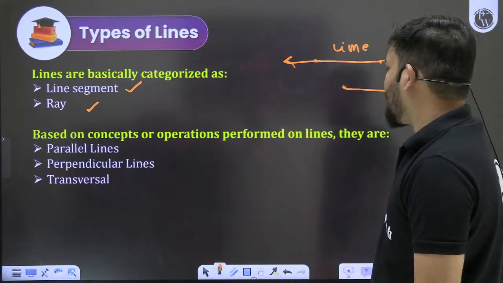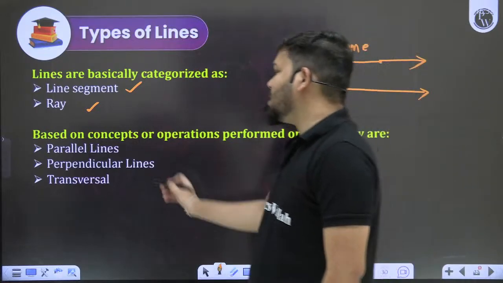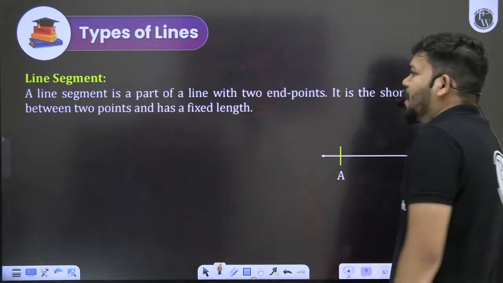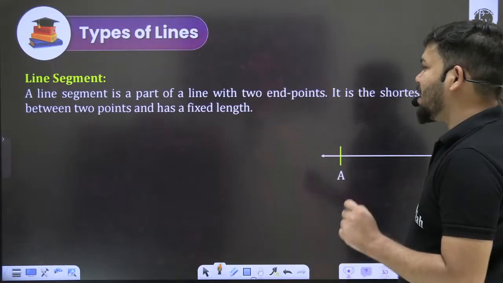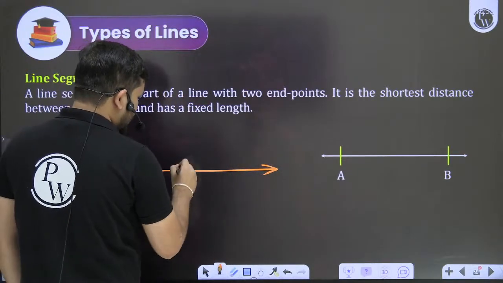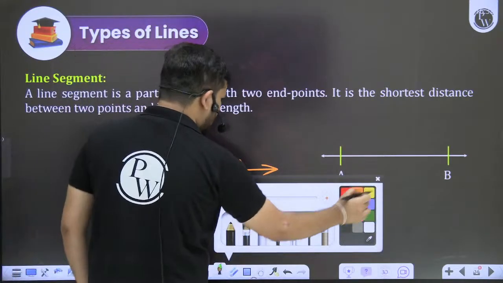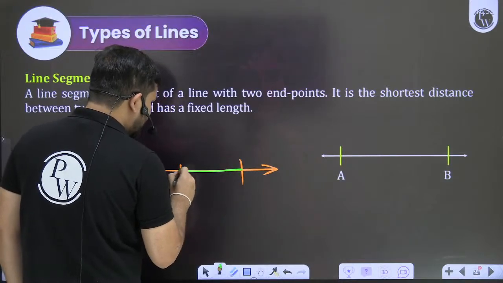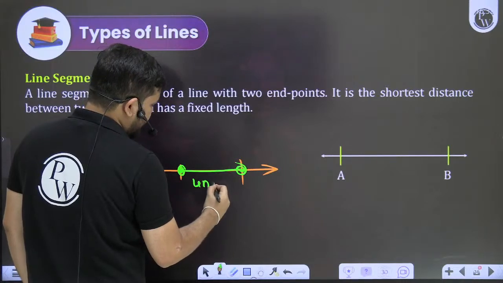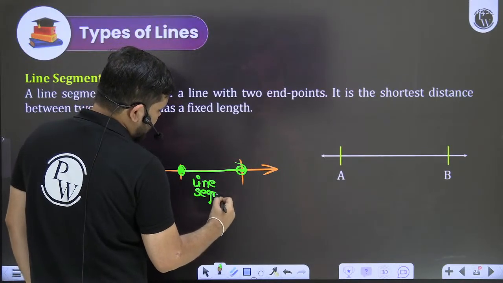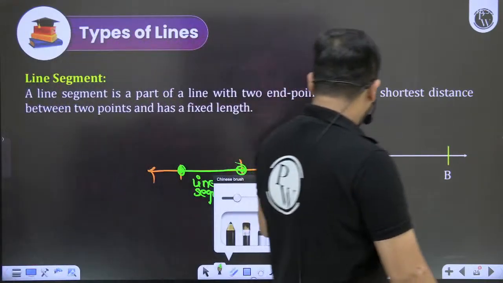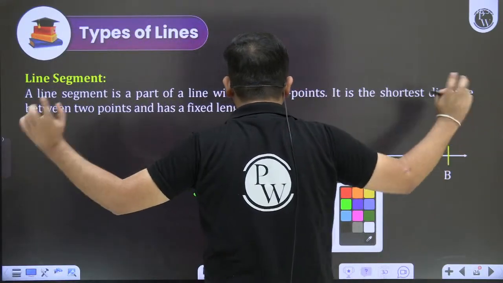Based on the concept of operation performed on the lines, there are parallel lines, perpendicular lines and transversal lines. We'll see them one by one. First, line segment. The line segment is a part of a line. If the complete line is there, there will be no endpoint. If I cut this part and focus only on this part, this is one endpoint and this is the other endpoint. This part is nothing but a line segment. Got it? If I extend that line segment in two directions, it will become a line.